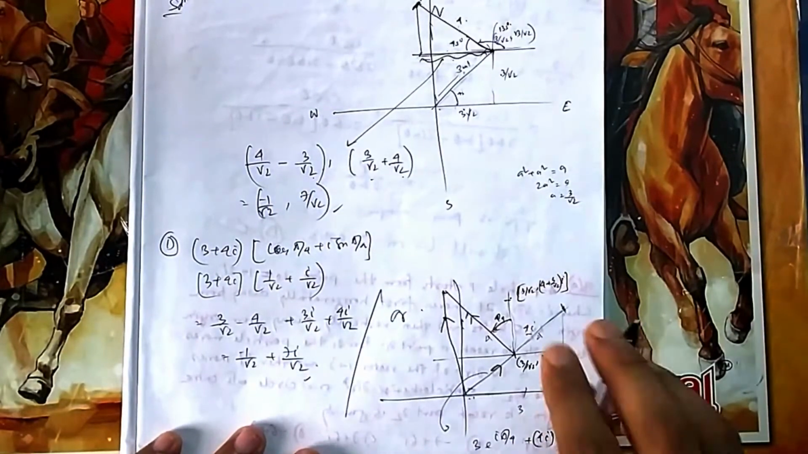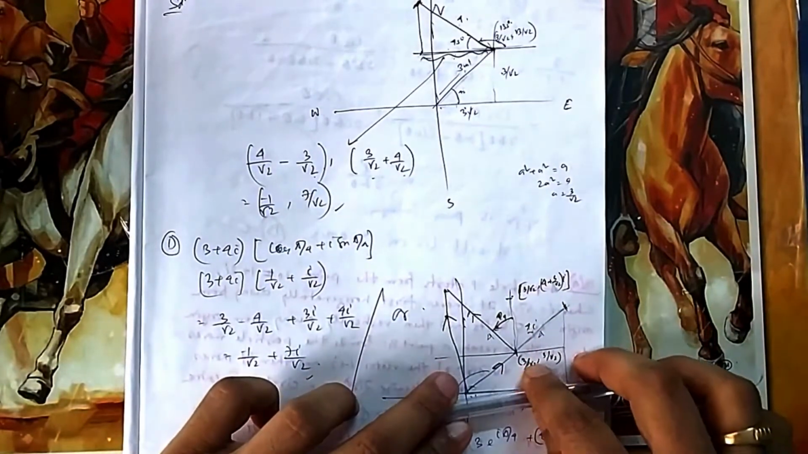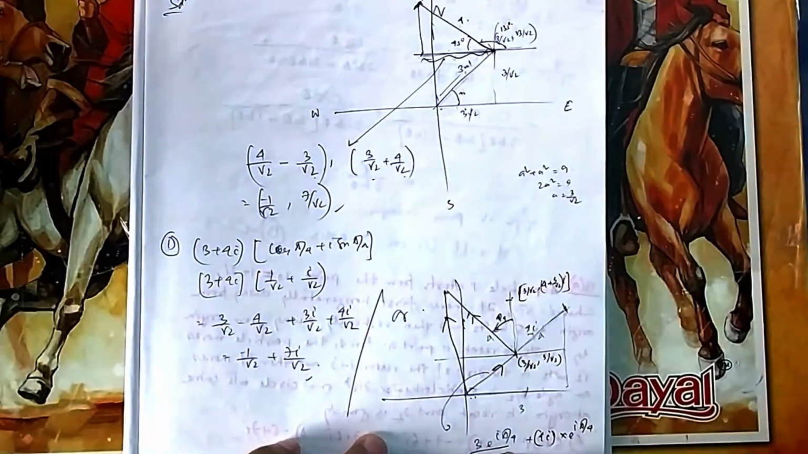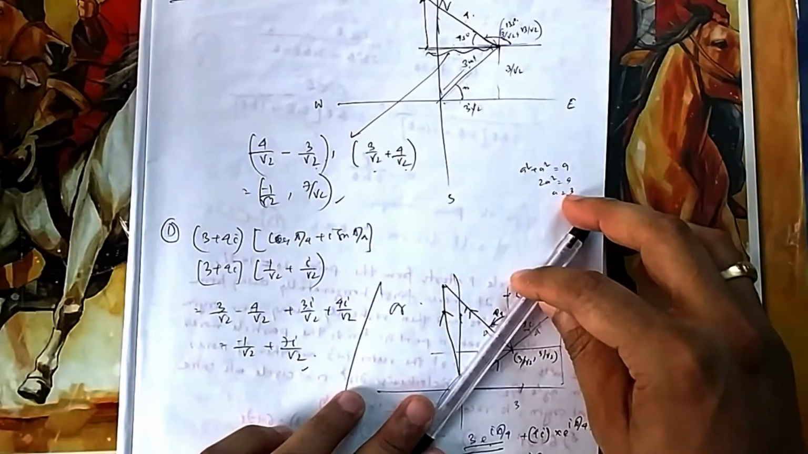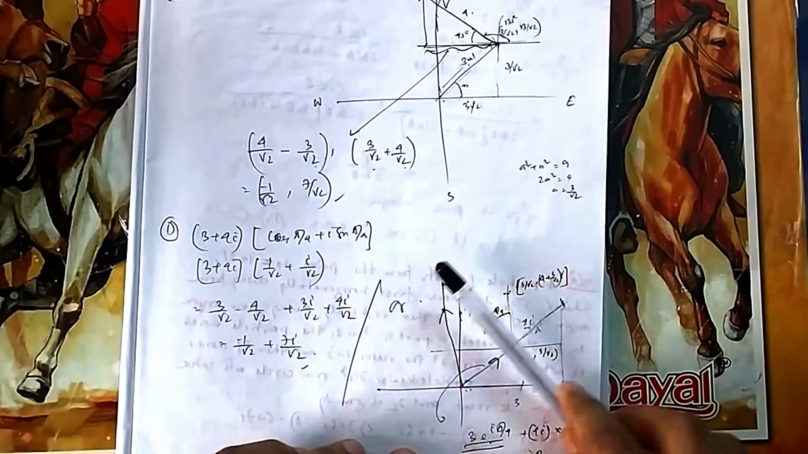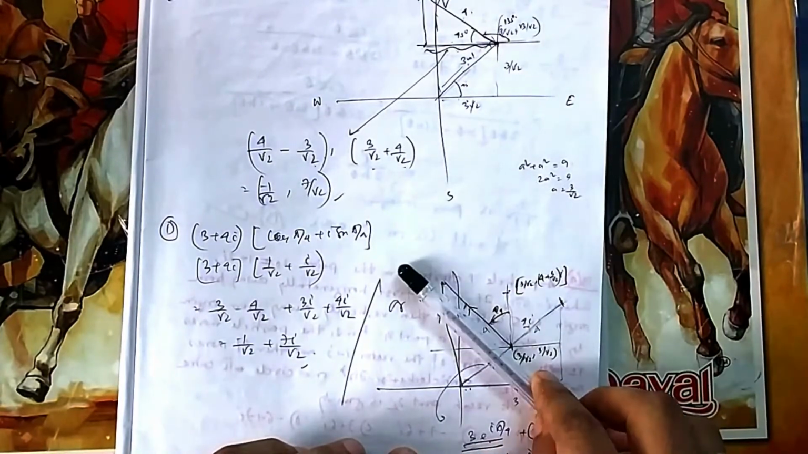Or you can do it this way: suppose this is my 3, then you rotate it by pi by 4. So it will come here. So 3 into e to the power i pi by 4. So it is rotated. Next you take 4i, any vector 4i, then you rotate it by 45 degrees, so you will get this one. 4i, then you rotate this one.